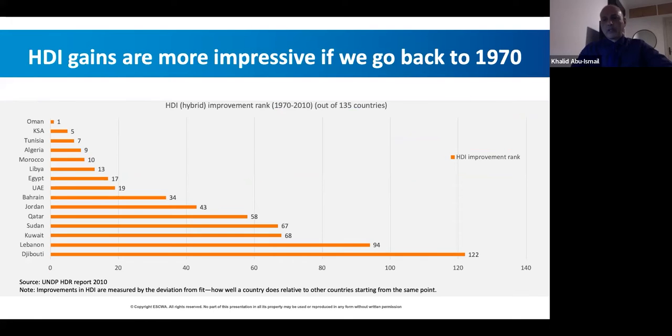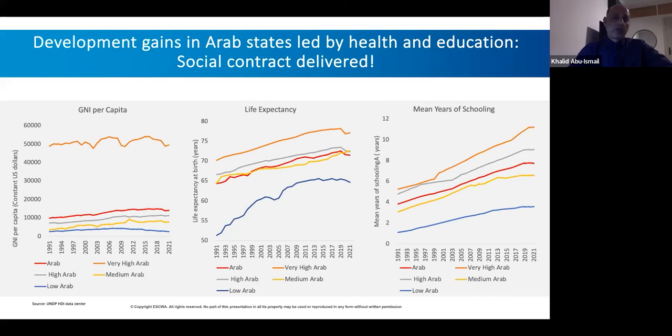Now, if you go back to 1970, these gains become all the more impressive. According to the 2010 Global Human Development Report, which uses the hybrid HDI, in fact, 8 of the countries that witnessed the fastest improvements in human development were Arab countries. And Oman had the fastest rate of achievement. And that's quite impressive. What's even more impressive is that these gains were not, as one would expect in an oil-rich region, attributed to the rise in income, but rather to achievements in life expectancy and in education.